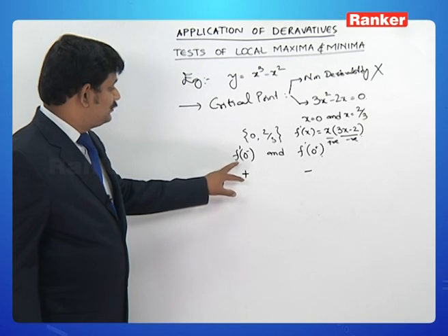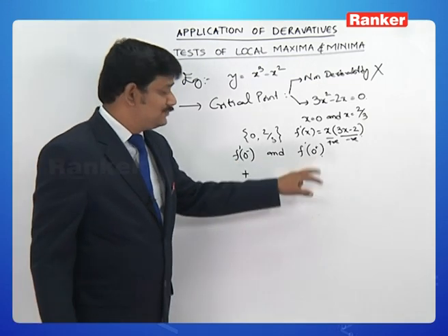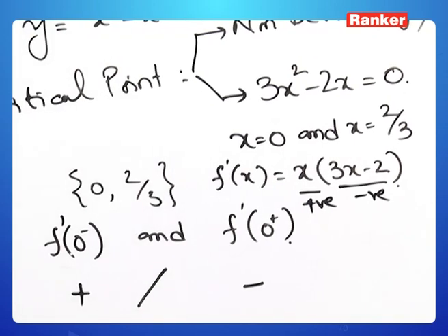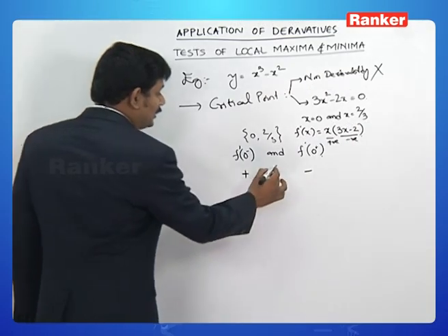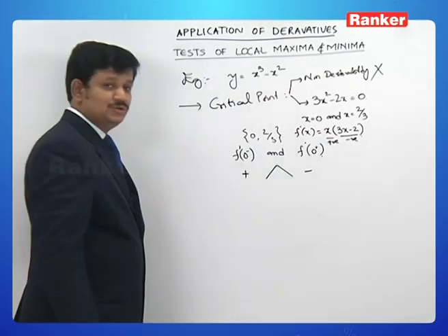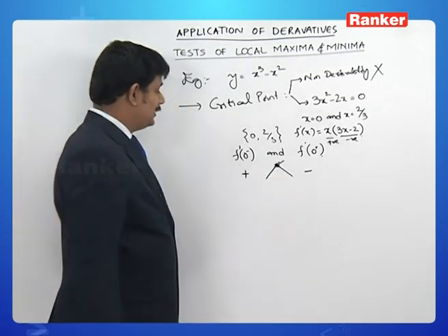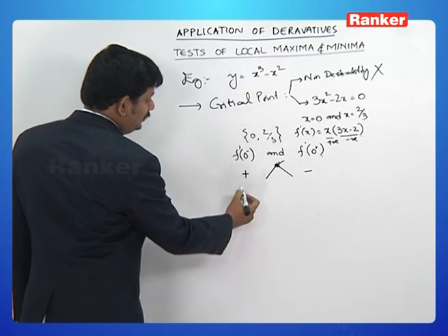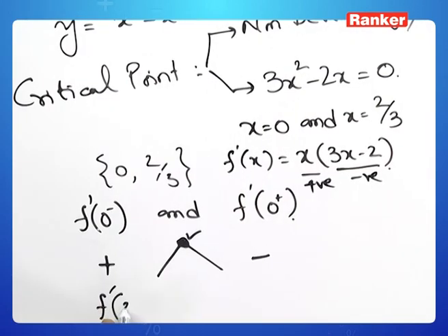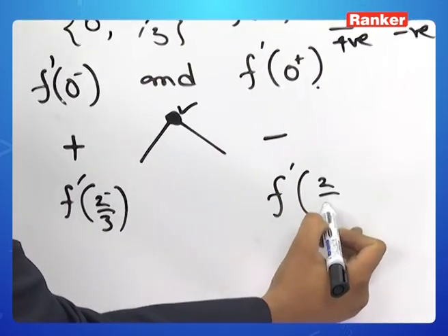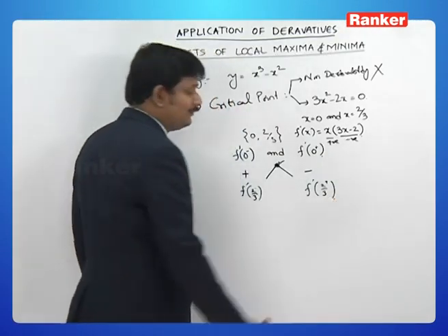So, we can see f dash of 0 minus is positive and f dash of 0 plus is negative. To the left we have a tangent with acute angled inclination, and to the right we have a tangent with obtuse angled inclination, and this qualifies to be a point of maxima. At 2 by 3, f dash of 2 by 3 minus and f dash of 2 by 3 plus is what we need to focus on.